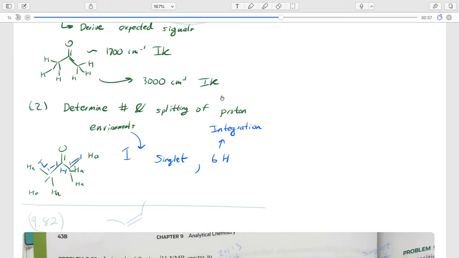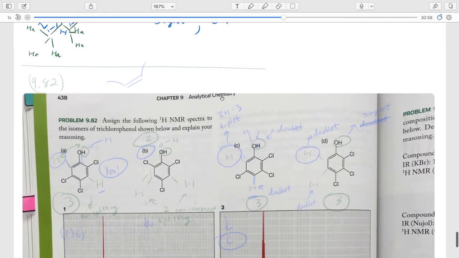Well, it's going to be a taller peak on the NMR because more protons are there. Oh, on this one? No, I'm just doing this in isolation. So that's why problem number 82 is an especially good one to work through.